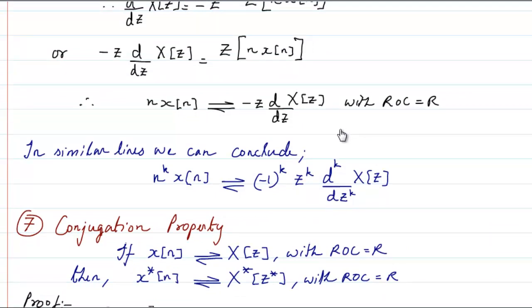We can conclude in similar lines that if instead of n it is some n raised to power k, then you have to differentiate k times, multiply z k times, and multiply minus 1 also k times. This is a simple extension of this particular property. So if you are multiplying with n, it is like this. If you are multiplying with n square, then minus 1 into minus 1 will become plus, z will become z square, and instead of differentiating one time, you will differentiate two times.